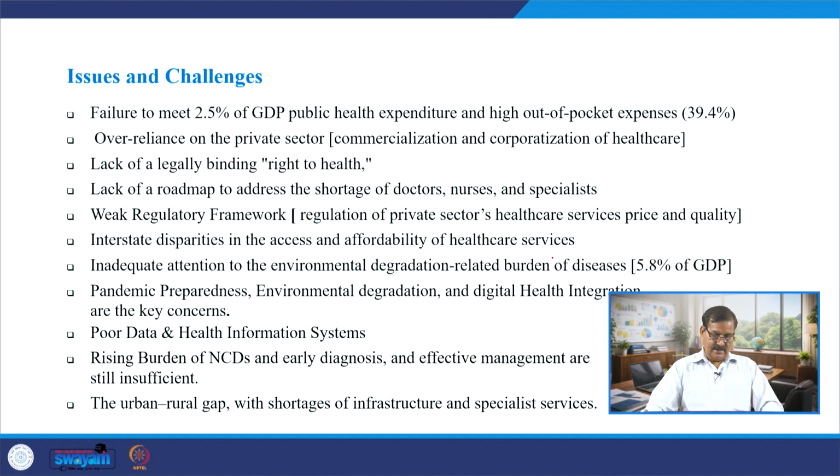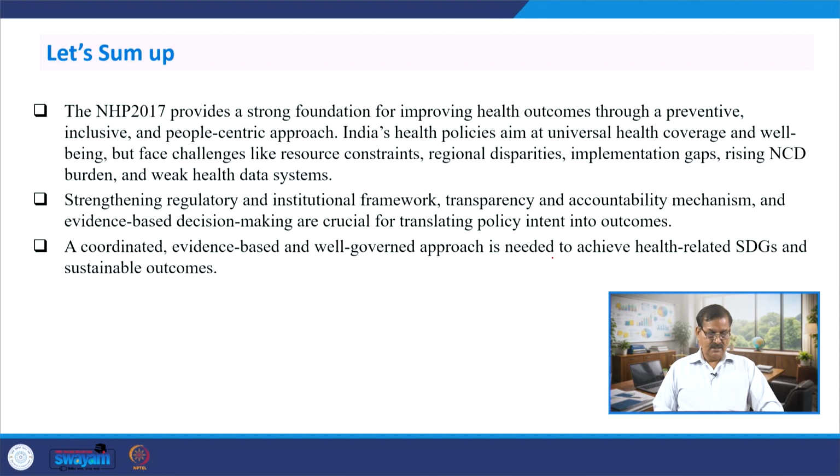Poor data and health information system. So India needs to have a robust data information system. The rising burden of non-communicable disease, and early diagnosis and effective management are still not adequate, and there is also a rural-urban gap with shortage of infrastructure and specialist services, especially in rural areas. So these are some of the important challenges which need to be addressed. Probably the new health policy may take up these issues and challenges that India is facing.